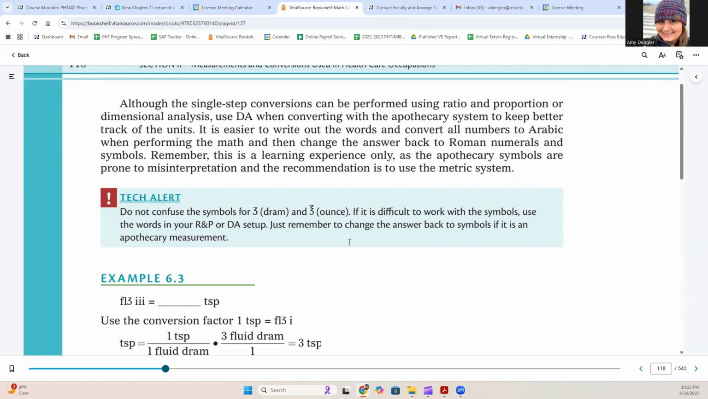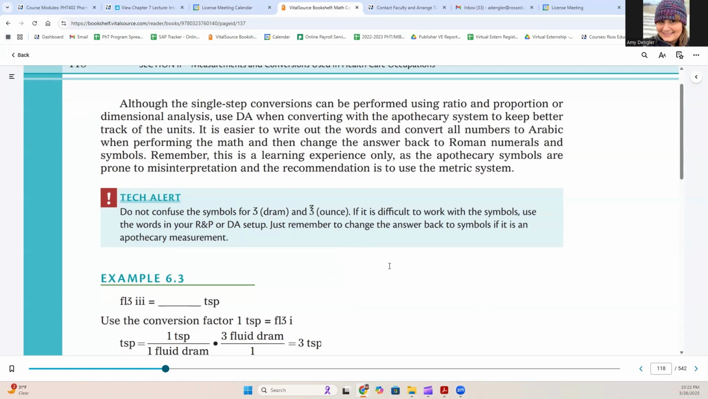So it's easier to write out the words and convert all numbers to Arabic when performing the math and then change the answer back to Roman numerals and symbols. Remember, this is a learning experience only as the apothecary symbols are prone to misinterpretation and the recommendation is to use the metric system. So you will see apothecary system a little bit out in the field.